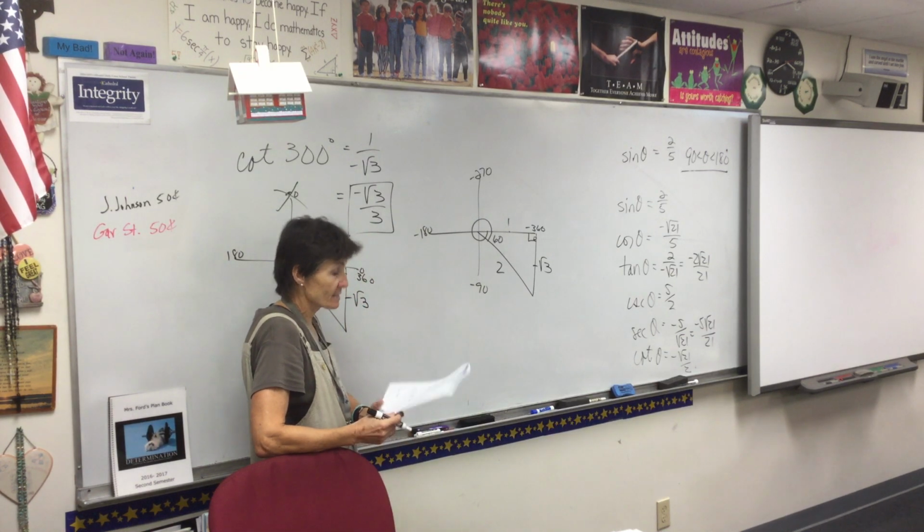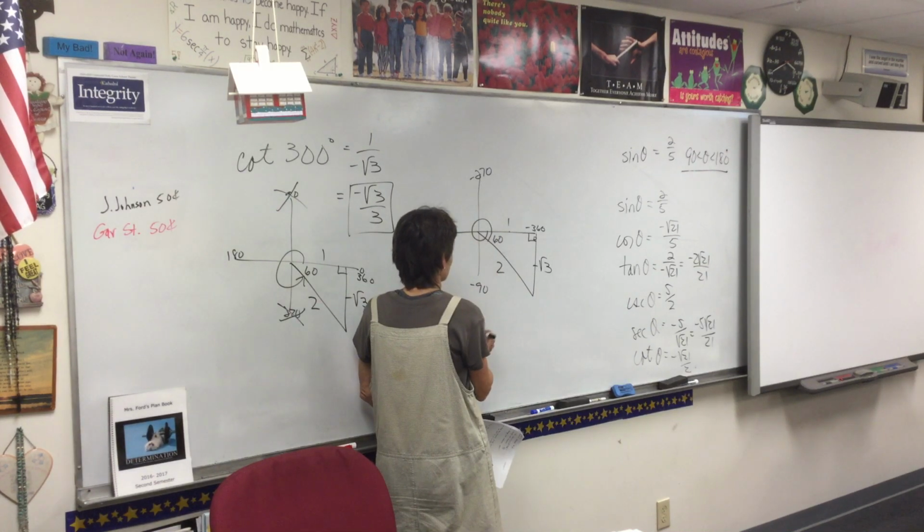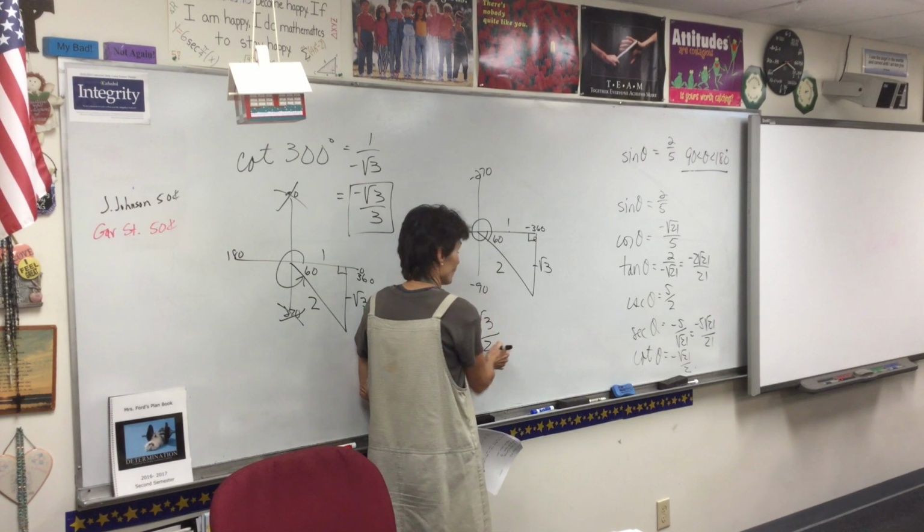What do I want? The sine. What's the sine? Opposite over hypotenuse. So negative root 3 over 2.